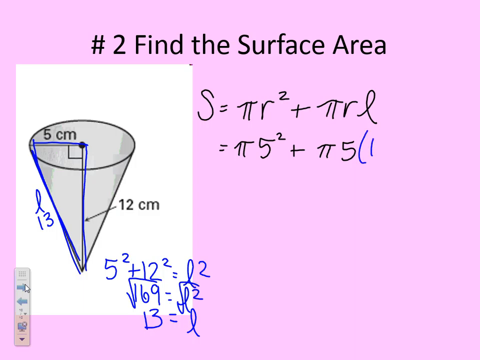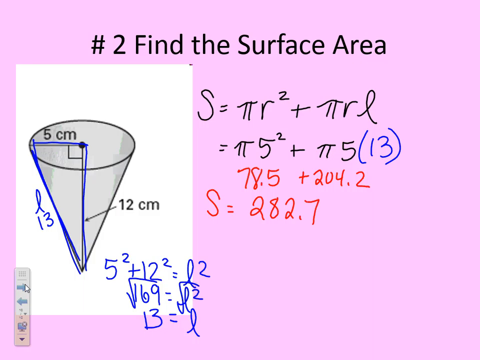So I'll plug that 13 in here where that L is, and then we can go ahead and finish our calculation here. Many times you can just type this in your calculator all in one step, but in case you don't have a calculator that does that, I will type in pi times 25, or 5 squared. I get 78.5. And then I have pi times 5 times 13, and I get 204.2, and if I add those two numbers together like it says, my total surface area is 282.7. So I'd say 282.7 centimeters squared for my total surface area.